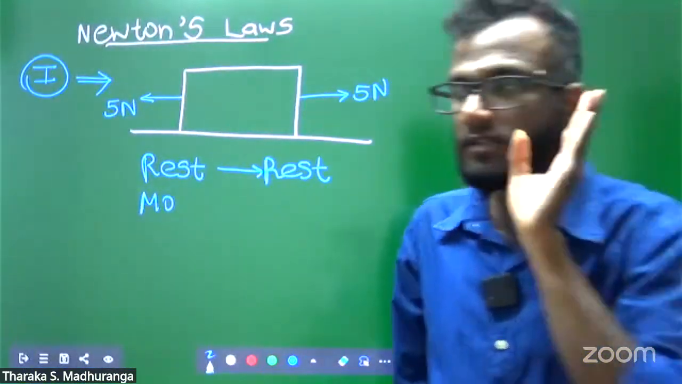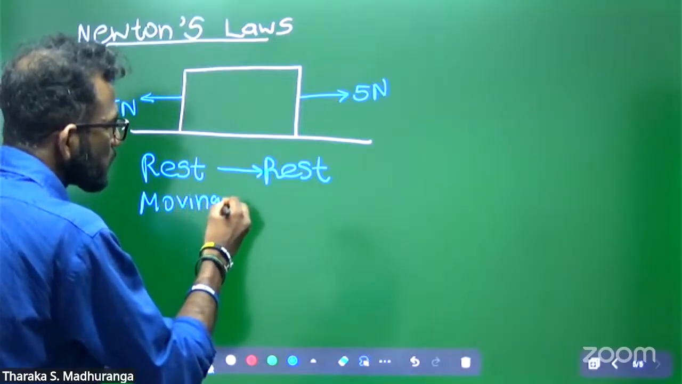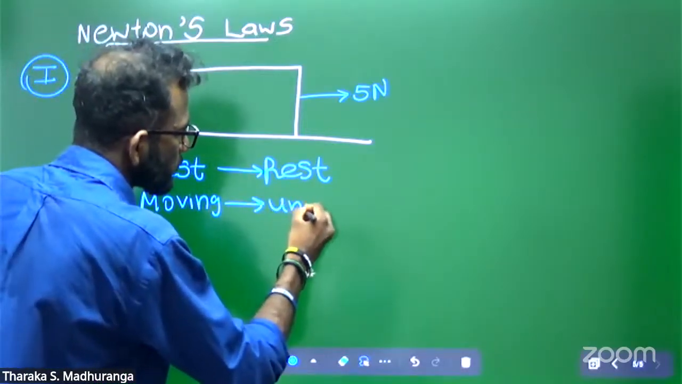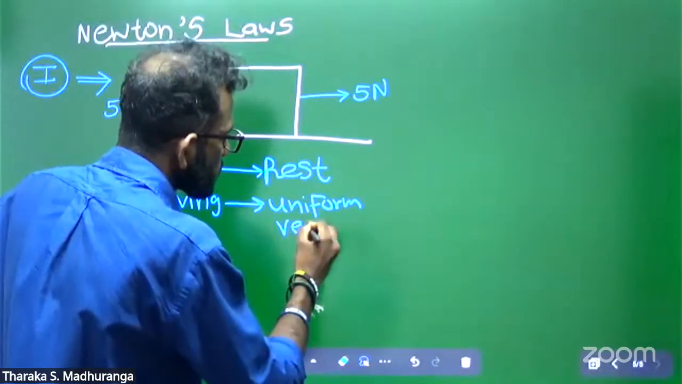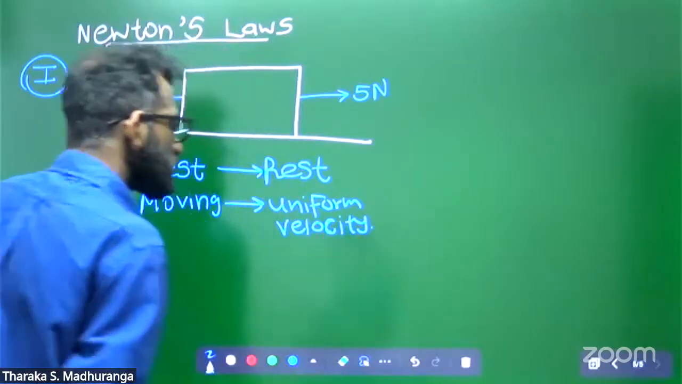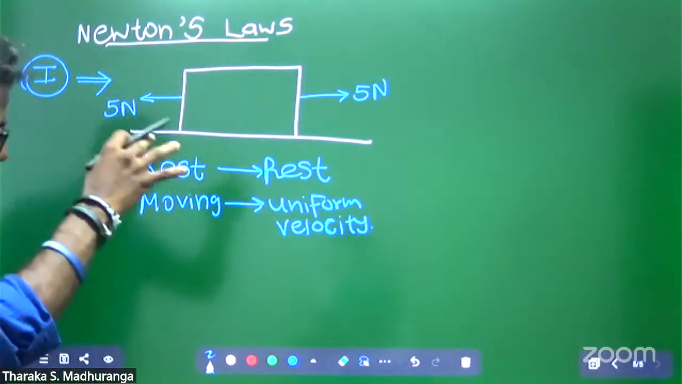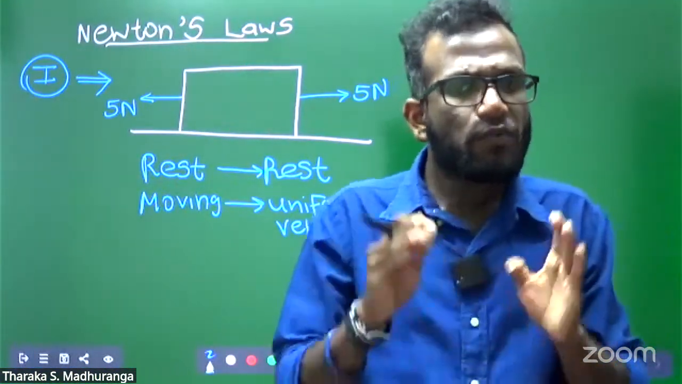the object is moving with uniform velocity. That's the meaning of Newton's first law. Newton's first law. How do we explain that?